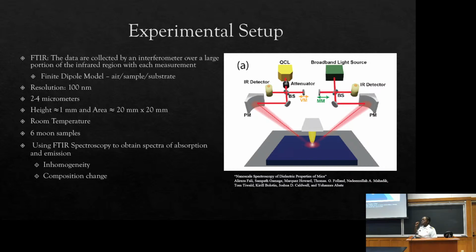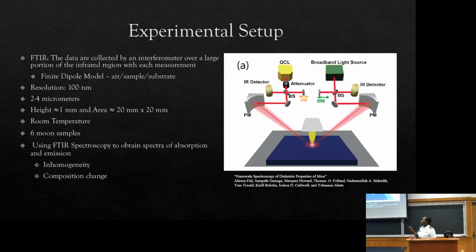That mirror then redirects the light towards the object which we're observing. What was unique about this setup was that they were using a nano FTIR as well as a scattering-type scanning near-field microscope in order to get better observation of the mineral sample. In addition, we use finite dipole models in order to get a more precise idea of the infrared readings and measurements from this setup.